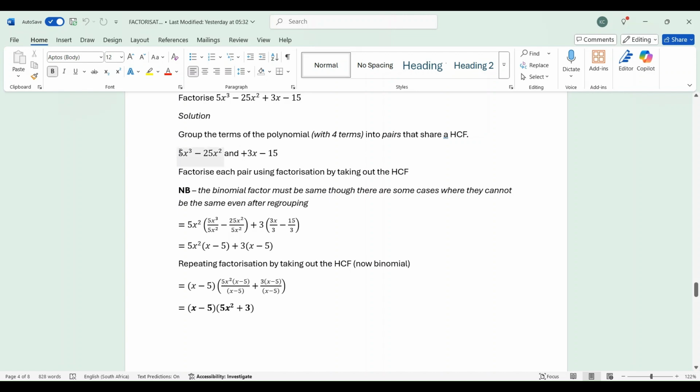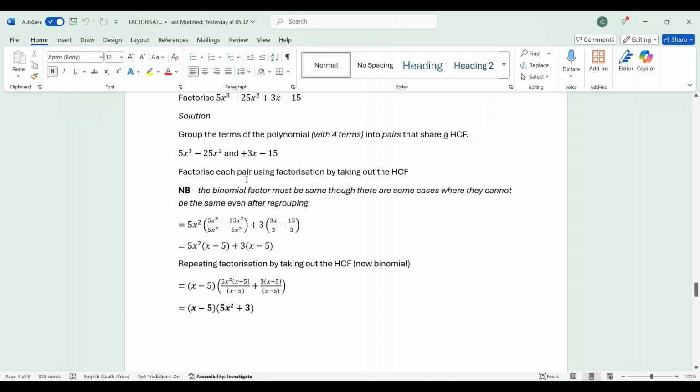If we take this first part, the highest common factor of 5 and 25 is 5. Then we have x cubed and x squared. Since both have x's, for the highest common factor we take the lowest power, which in this case is 2. So our highest common factor here is 5x squared. When we factor out 5x squared, in brackets we are going to have 5x cubed divided by 5x squared minus 25x squared over 5x squared.